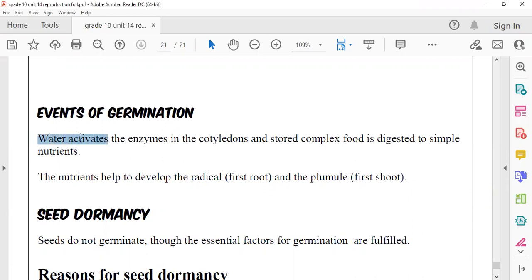First the seed will absorb the moisture, water, and that water activates the enzymes in the cotyledons. What the enzymes do is they convert stored complex food to simple nutrients. Stored complex food is converted to simple nutrients. These nutrients are given to the embryo.